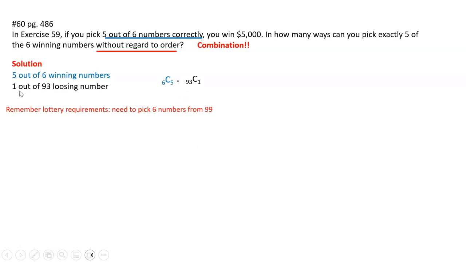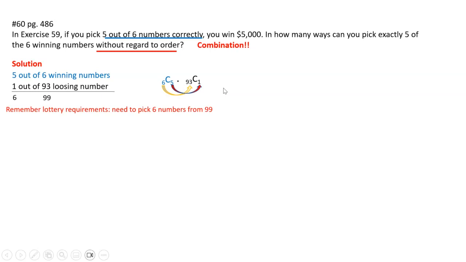But let me tell you why. If we notice, the total numbers must equal 99. That's why 6 plus 93 will give us 99. And for the lotto, you have to pick exactly 6 numbers, so 5 plus 1 will give us 6. That's my 99, and this will be my 6. That's how you know that you're doing it correctly.